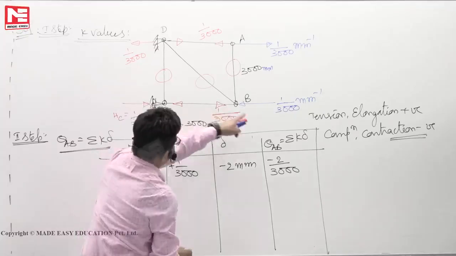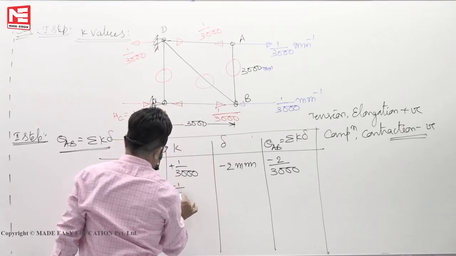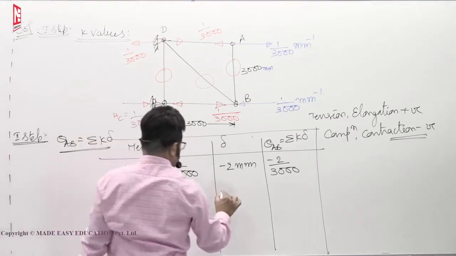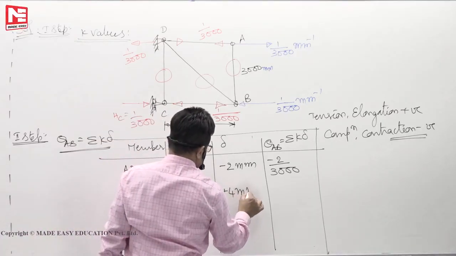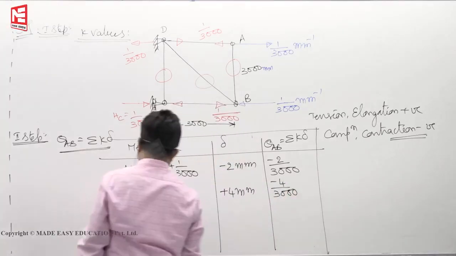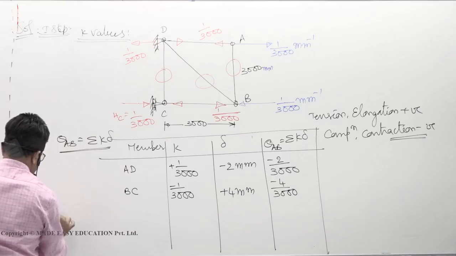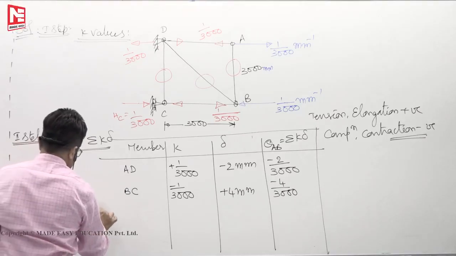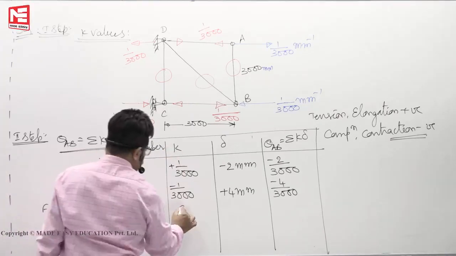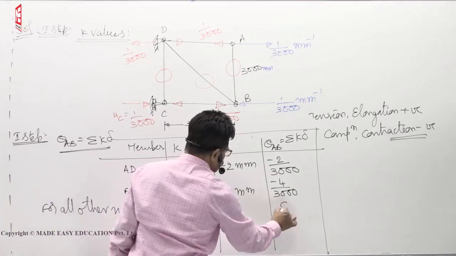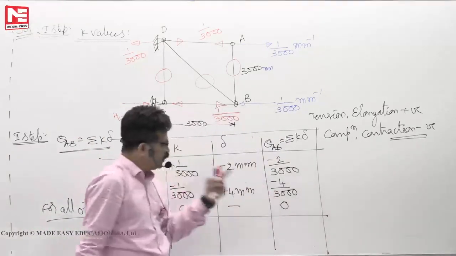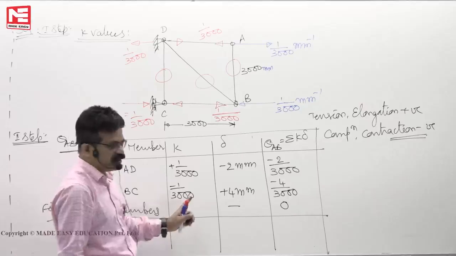BC, K value: the arrow is towards the joint, so that means compression, minus 1 by 3000. Elongation plus 4 mm. So you will get again minus 4 by 3000. So for all other members, K value is 0, then whatever delta it doesn't matter, theta AB is 0. What does that mean? Theta AB is 0 for all other members.